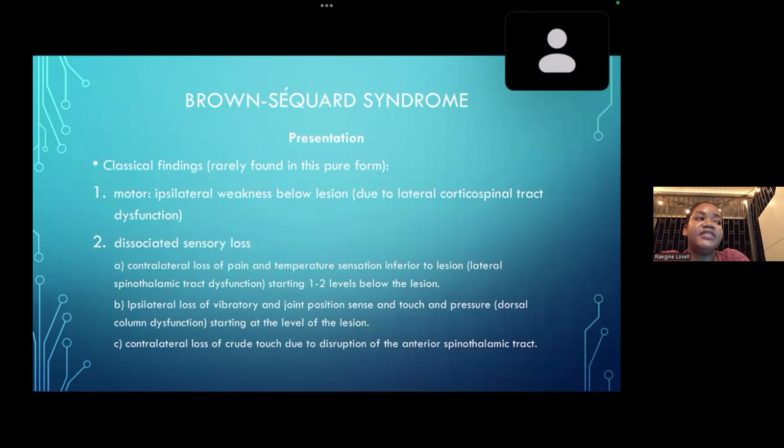However, these classical findings would be ipsilateral motor weakness below the lesion due to lateral corticospinal tract dysfunction, and there's dissociated sensory loss. First, there's a contralateral loss of pain and temperature sensation inferior to the lesion, starting 1 to 2 levels below the lesion. There's ipsilateral loss of vibratory and joint position sense and touch and pressure, starting at the level of the lesion. And then there's contralateral loss of crude touch due to disruption of the anterior spinothalamic tract.